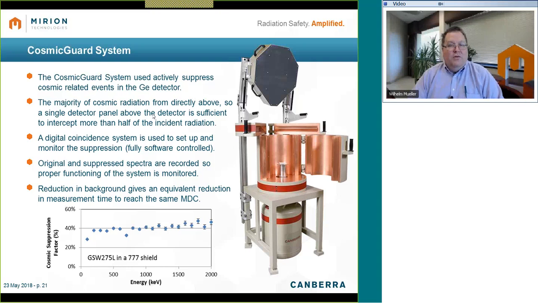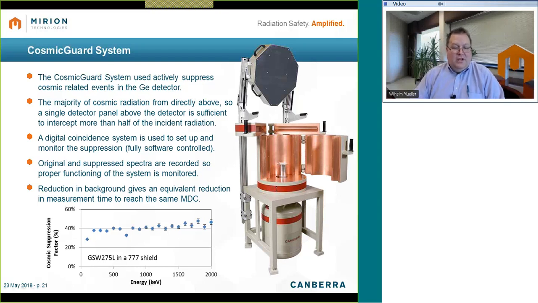We record both the original data as well as the suppressed spectra, so one can very readily check the performance of the system and verify and validate that it's operating properly. And by using this system as an add-on to your standard detector systems, you can reduce your background by as much as 40% over and above what you would have without the cosmic veto system.